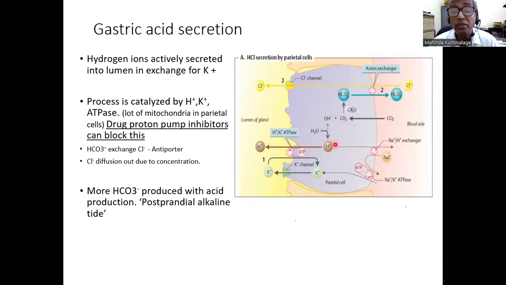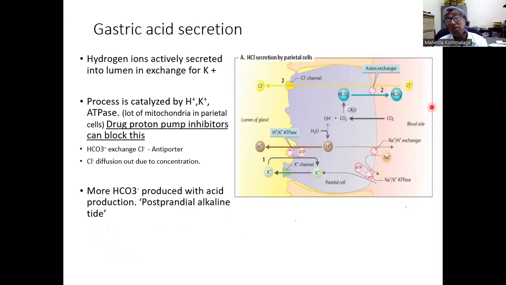So H plus will be secreted to the lumen and bicarbonate will enter the blood. So if we produce a large amount of acid, more bicarbonate will enter our circulation, which we call the postprandial alkaline tide, right? Postprandial means after a meal, right? Postprandial is a word used for after a meal, and you can see the alkaline bicarbonate tide, right?